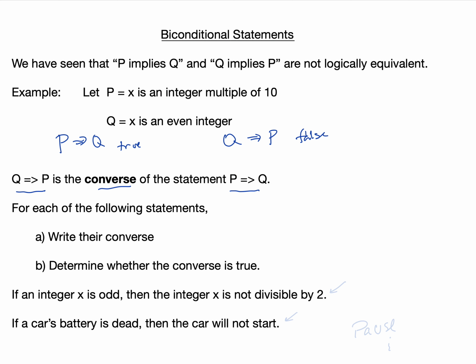So just for some quick practice, for each of the following statements, I'd like you to first write the converse of the statement and then determine whether that converse is true. So here are the two to try. If an integer x is odd, then the integer x is not divisible by 2. And if a car's battery is dead, then the car will not start. So take a quick pause there and try those out.